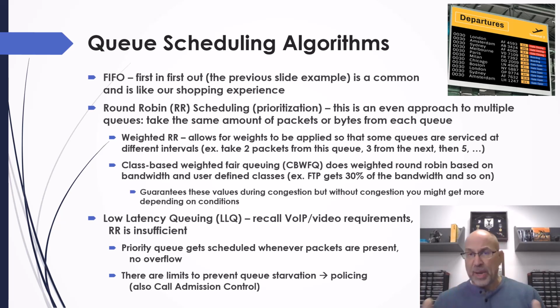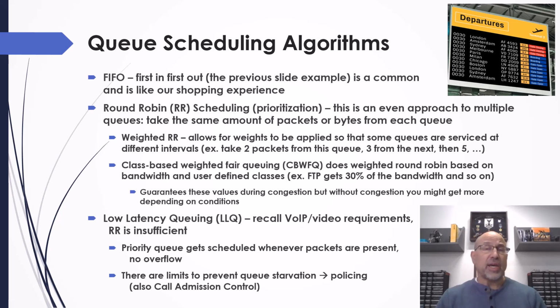So we have this special queue called low latency queuing. Now whenever there's packets in there, that's the queue that you handle. Now this presents another problem. Anytime that you have a priority applied to one kind of traffic, that means other traffic that's important but not as important might be starved.